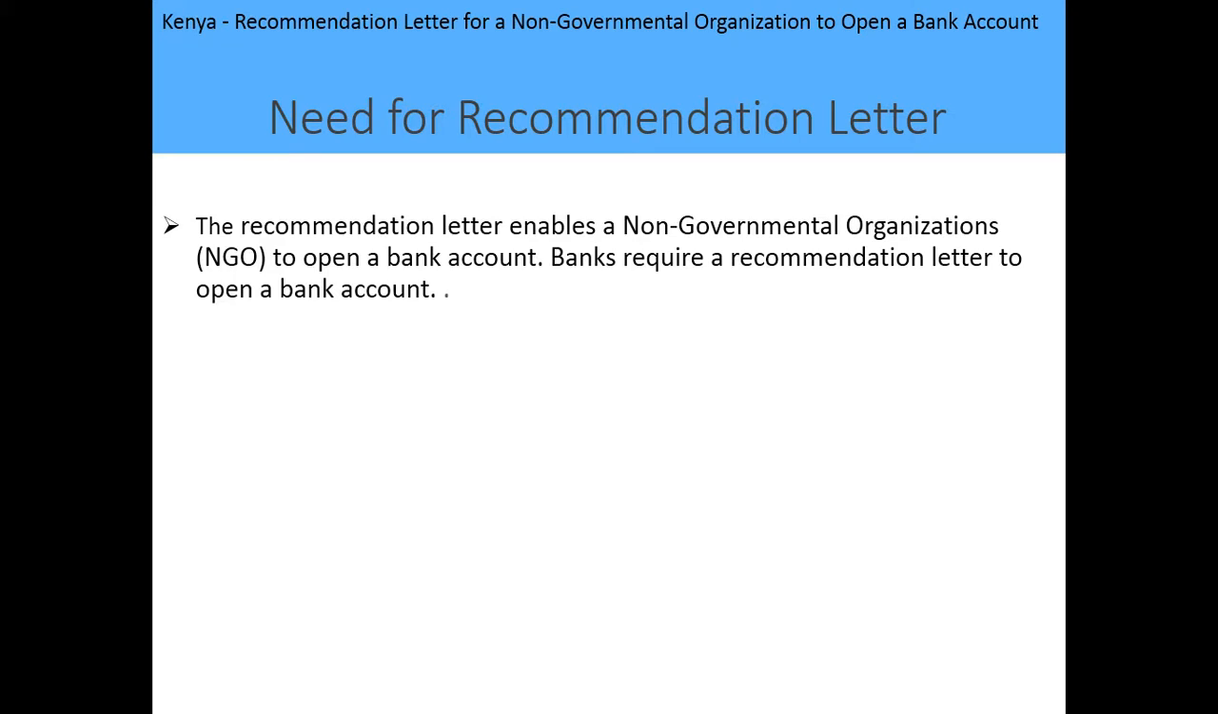The need for the recommendation letter. The recommendation letter enables a non-governmental organization to open a bank account. Banks in Kenya require a recommendation letter for you to be able to open a bank account. This recommendation letter can be obtained by writing a request letter to the non-governmental organization coordination board in Kenya.